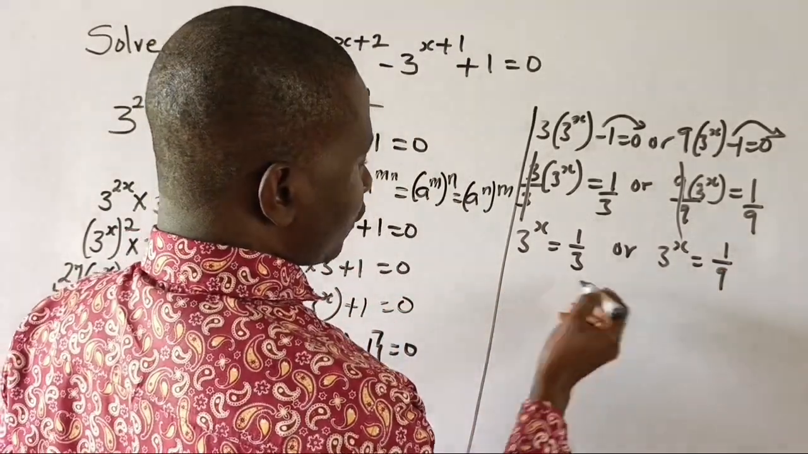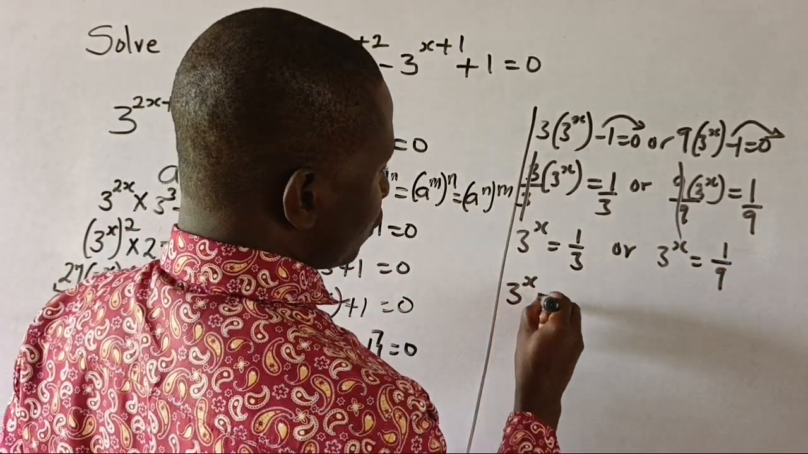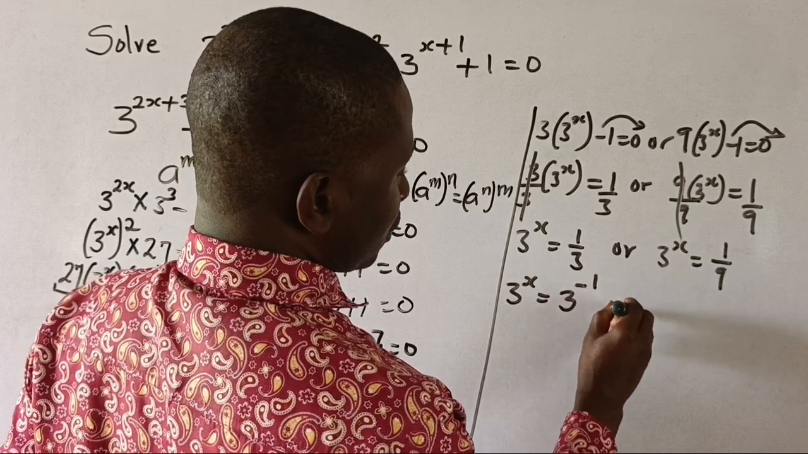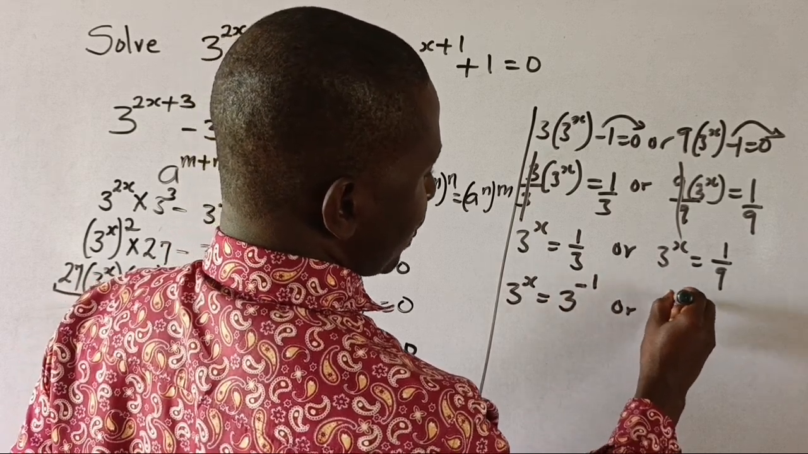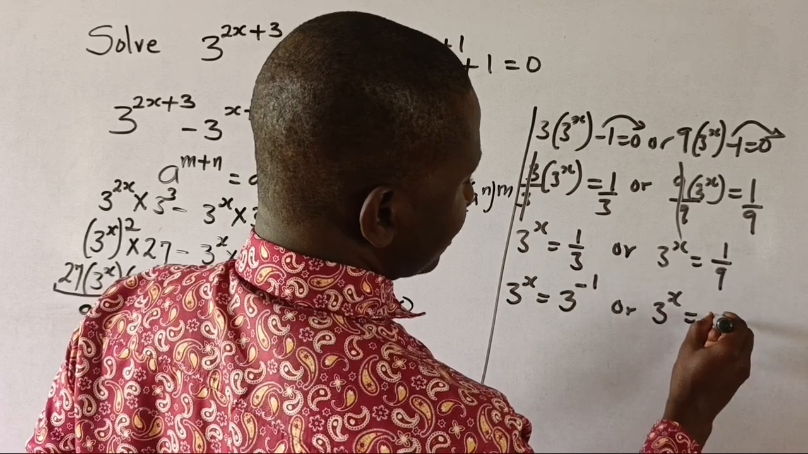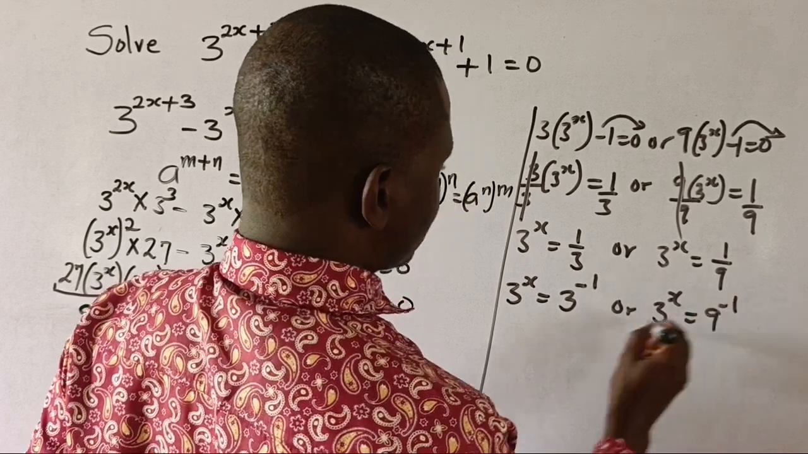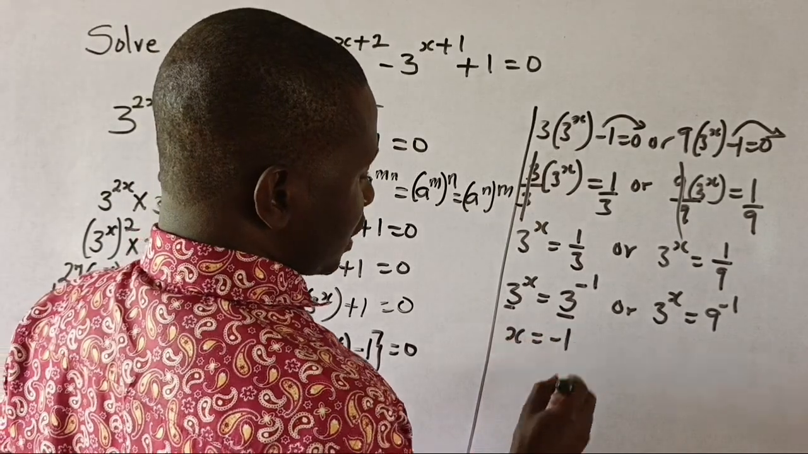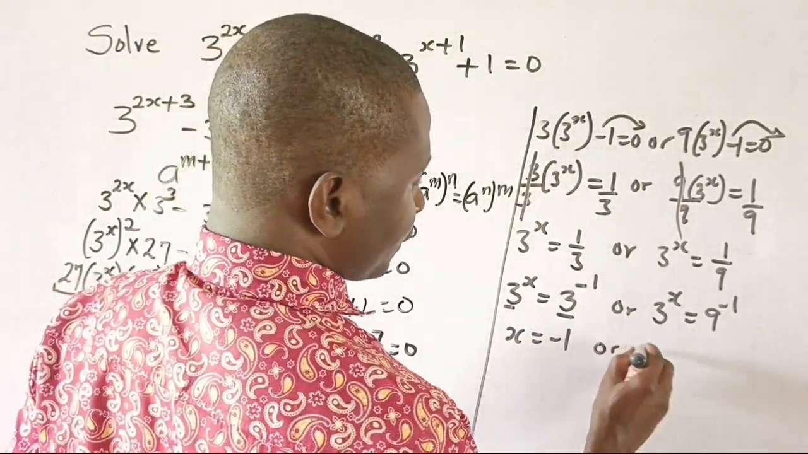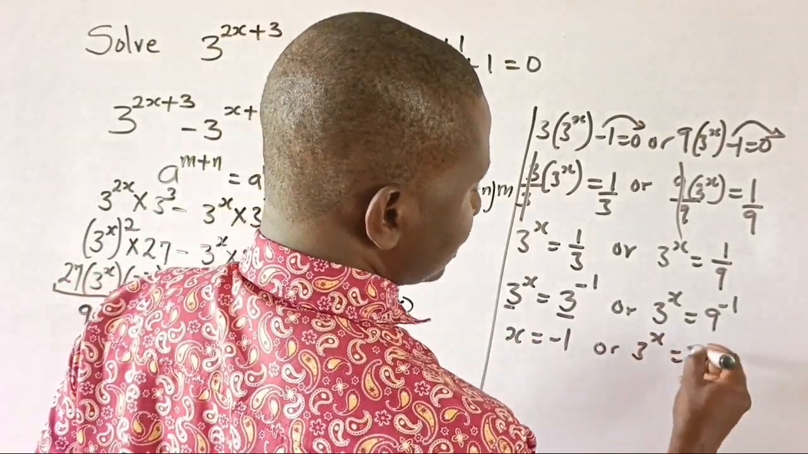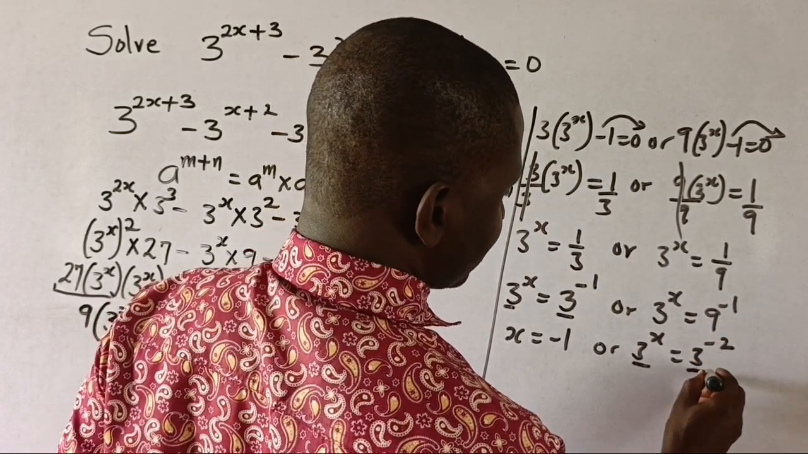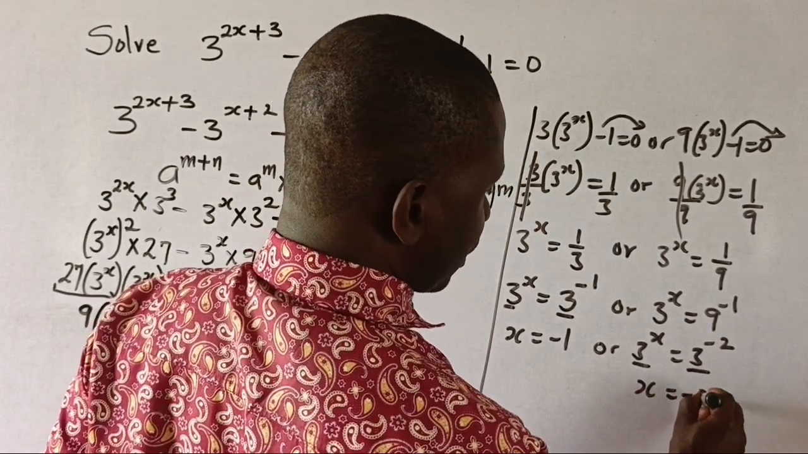Using the reciprocal law of indices, 3 raised to power x equals 1 over 3 can be written as 3 to the power of minus 1, and 1 over 9 can be written as 9 raised to power minus 1. So the bases are equal, then the powers are equal. So x equals minus 1 here, or 9 can be written as 3 raised to power 2, then 2 times minus 1 will give us minus 2. The bases are equal here, then the powers are also equal.